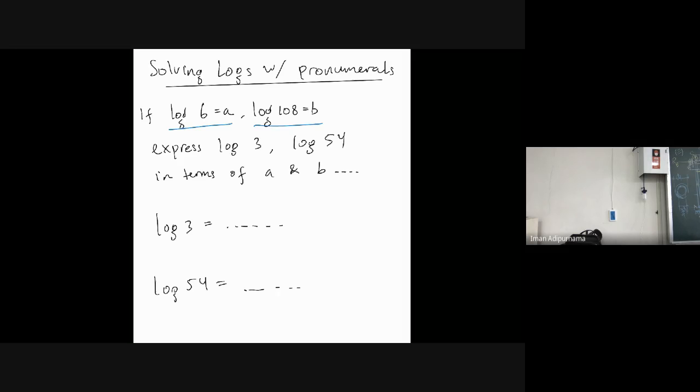So, do you understand the question? You don't really need to calculate, like really looking for the number. What you need to do is look for log 3 from log 6 and log 108, and you need to make all the answers with A and B only. Okay.